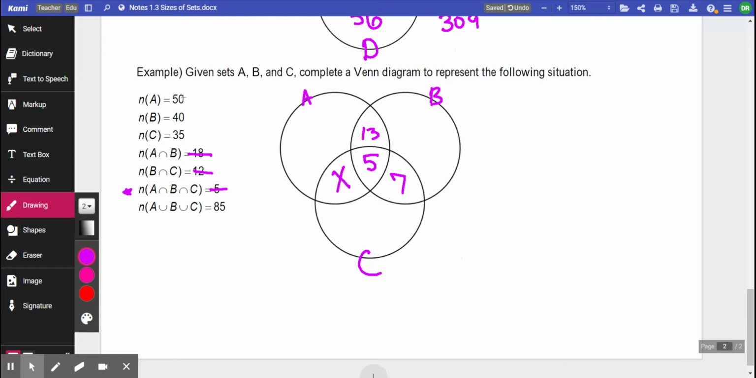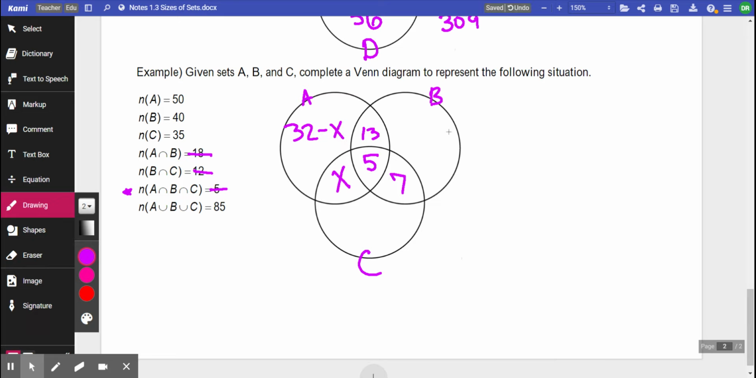All of circle A is 50, but we have already placed 3 values. One's a variable and 2 are actual numbers. So the part that's only in A is going to be all of A minus what we already have. So 50 minus the 13 and 5 would be 50 minus 18, which is going to leave us with 32, and then also subtract the x.